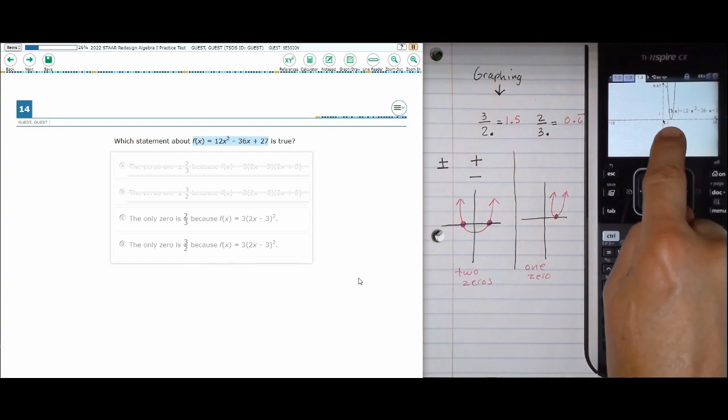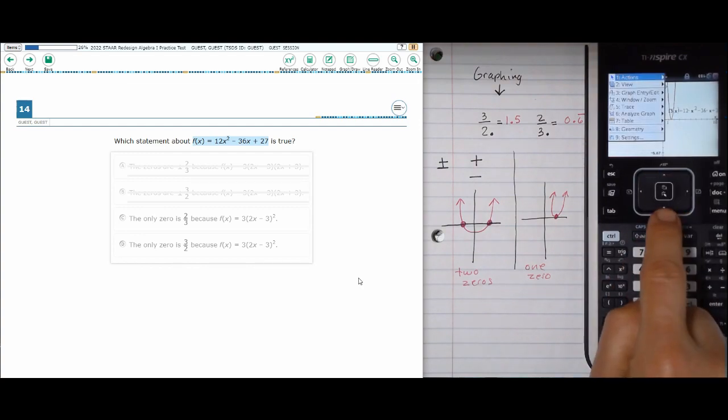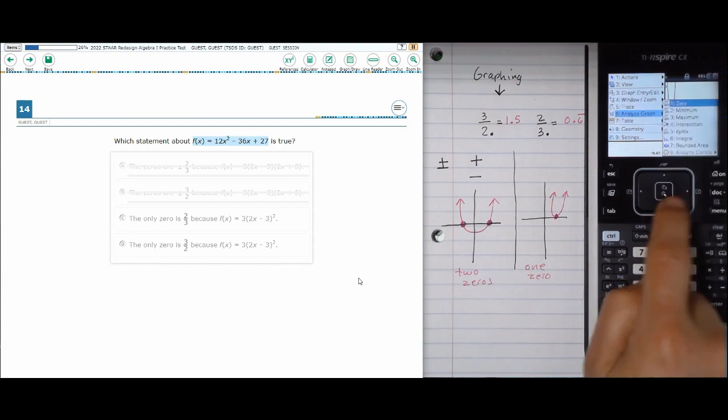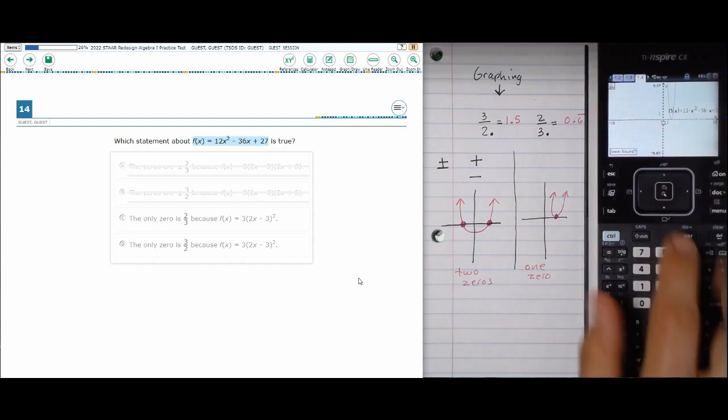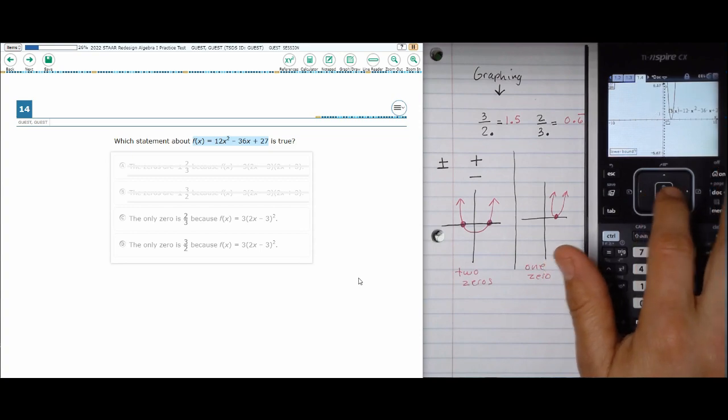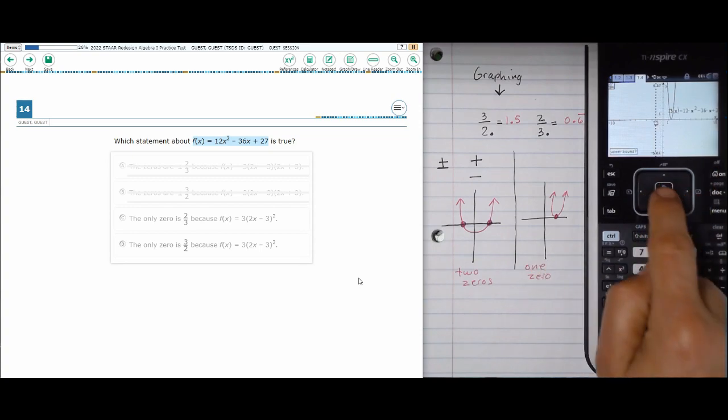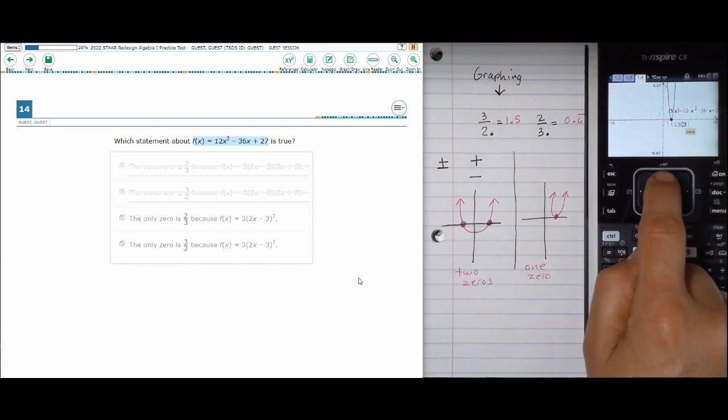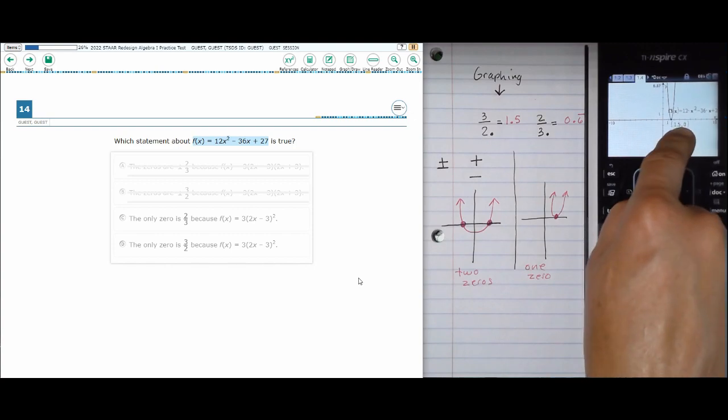Okay, so I'm going to find that zero right there. I'm going to hit menu. I'm going to go down to Analyze Graph and find zero. Alright, now it's got this dotted line. Probably won't let me do it because we have two graphs in there. So I'm going to drag it across and hit enter. And I want you to notice that this says my zero is 1.5.